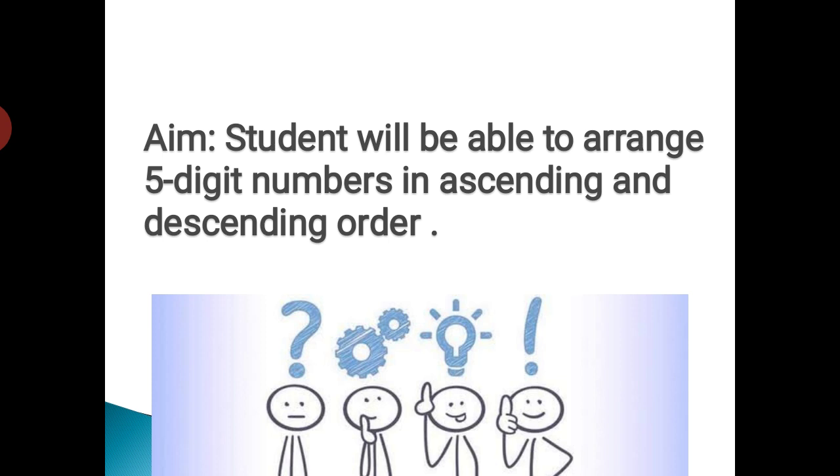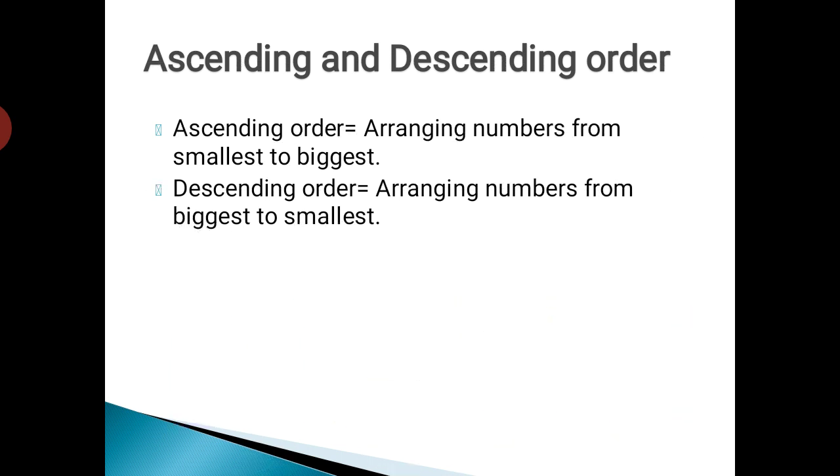So yes, today also the aim of the class is the same. Students will be able to arrange 5-digit numbers in ascending and descending order. So let's see what we mean by ascending and descending order. Children, ascending order means arranging numbers from smallest to biggest. The smallest number we keep first and then we move to the bigger number. And the opposite is descending order.